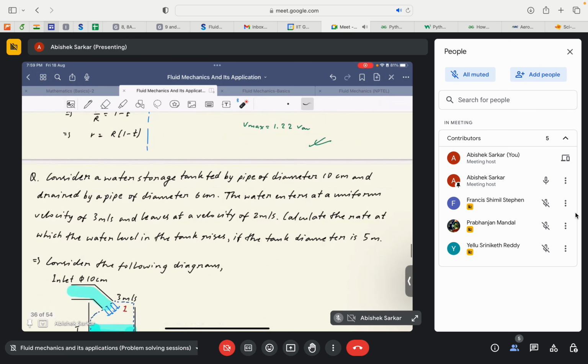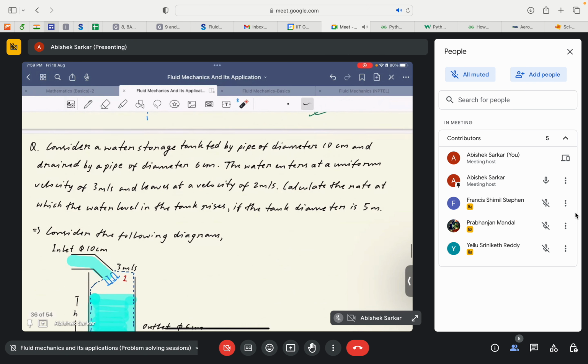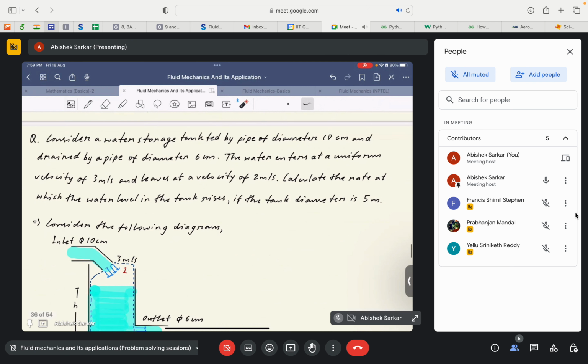Now we deal with one problem that was well discussed in the lectures by Professor Gupta, so we'll discuss it again. Let me go to the question. Consider a water storage tank fed by a pipe of diameter 10 centimeter, and drained by a pipe of diameter 6 centimeter. Let me underline the key points. Since it is a circular pipe, the diameter helps us to get the area of the pipes. So the diameter at the inlet is 10 centimeter and the diameter at the outlet is 6 centimeter.